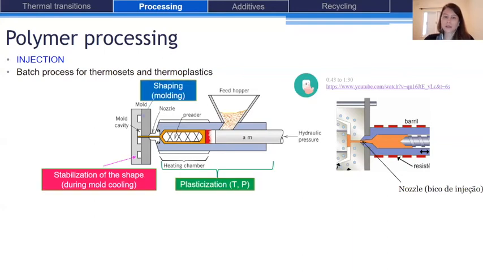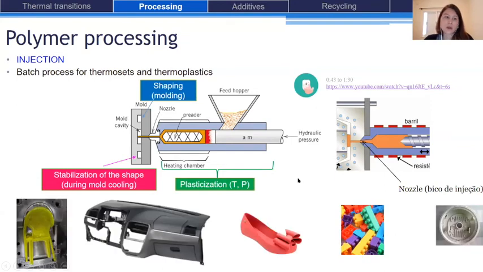So in this process, we have the plasticization that occurs in the barrel, thanks to the screw and thanks to the temperature applied on the barrel. The shaping is due to the mold that gives the shape to the product, and the stabilization of the shape is performed during the mold cooling or during the cross-linking reactions that occur in the mold.